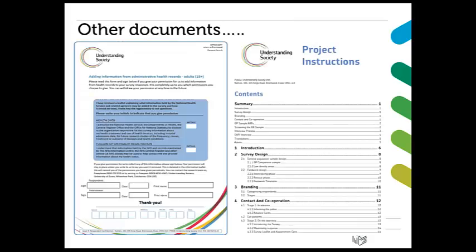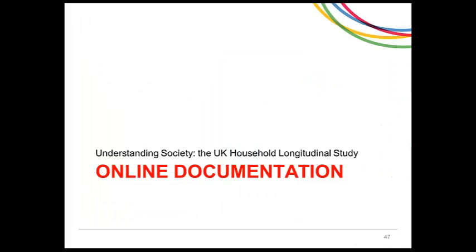As I mentioned, and as you can see from the list, there are a huge range of other documents. These include, for example, the consent forms that we used for linking to various administrative data such as education data or health data. There's also project instructions, which are given to the interviewers during their training, and there are a whole wealth of other resources which you can access through the Understanding Society website. So I'm going to hand back over to Alita now, who's going to demonstrate how to find those.